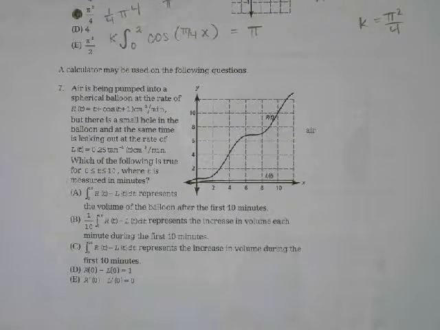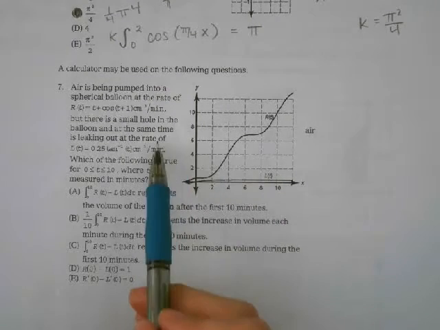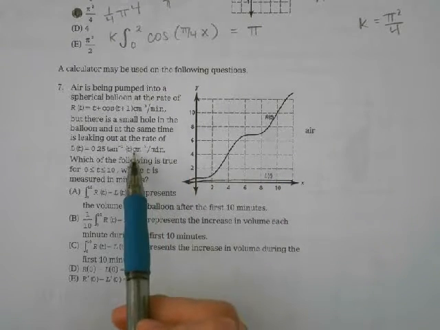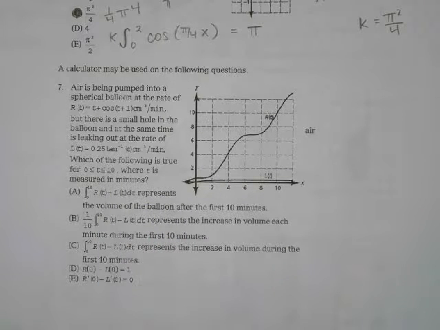All right. Number 7, air is being pumped into a spherical balloon at this rate, but there's a small hole in the balloon at the same time that's leaking out. Which of the following on the interval from 0 to 10 is true?